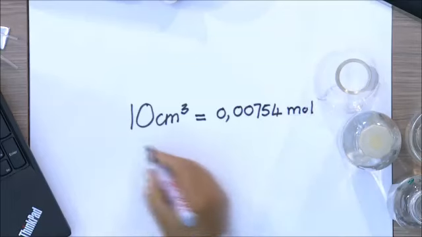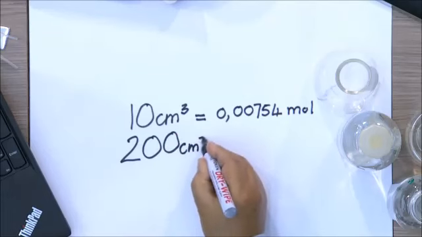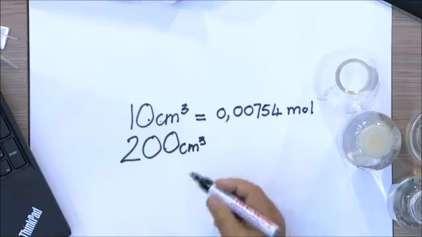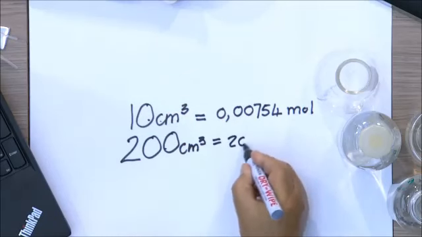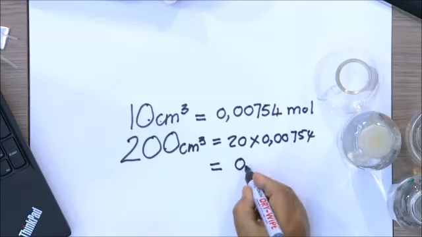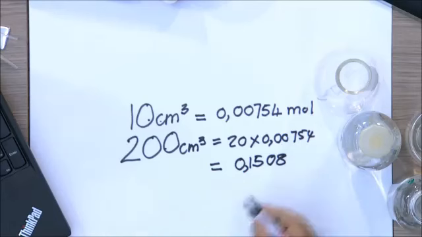Then surely, if I have 200, I'm going to make it bigger. What is 200 cubic centimeters? That's it. What's the ratio between this? It's 10 to 200. And what is 10 to 200? That is 20 times that 0,00754. And then I get my answer as 0,1508. Now, that is an easy kind of calculation that we have to do. That is nothing new. That is so old school for you that you know exactly how to do it.